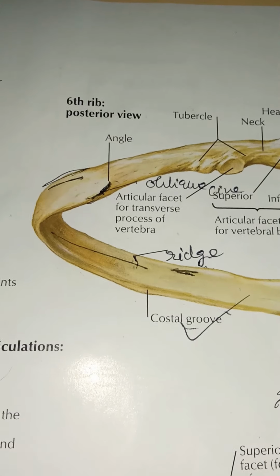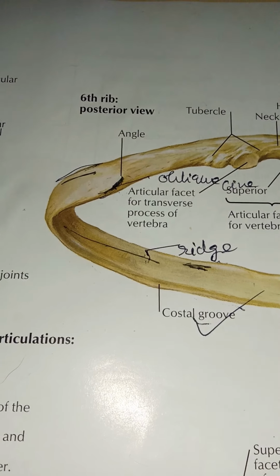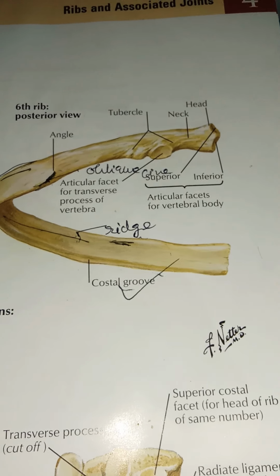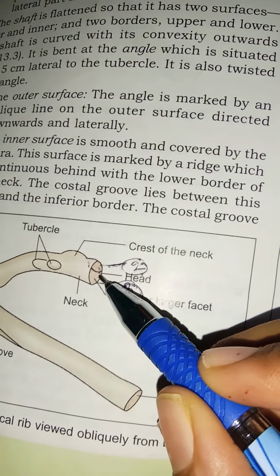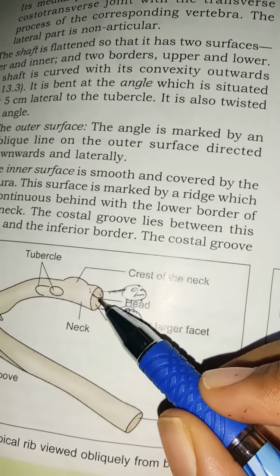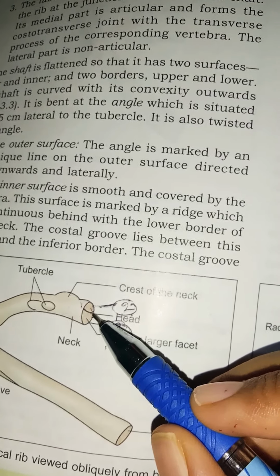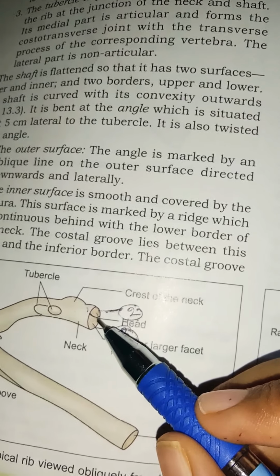Upper lip, inner lip. And next, let us start with the attachments. So what are attached to what? To this crest of the head, mainly the intra-articular ligament of the costovertebral joint attaches. What is that? Intra-articular ligament.